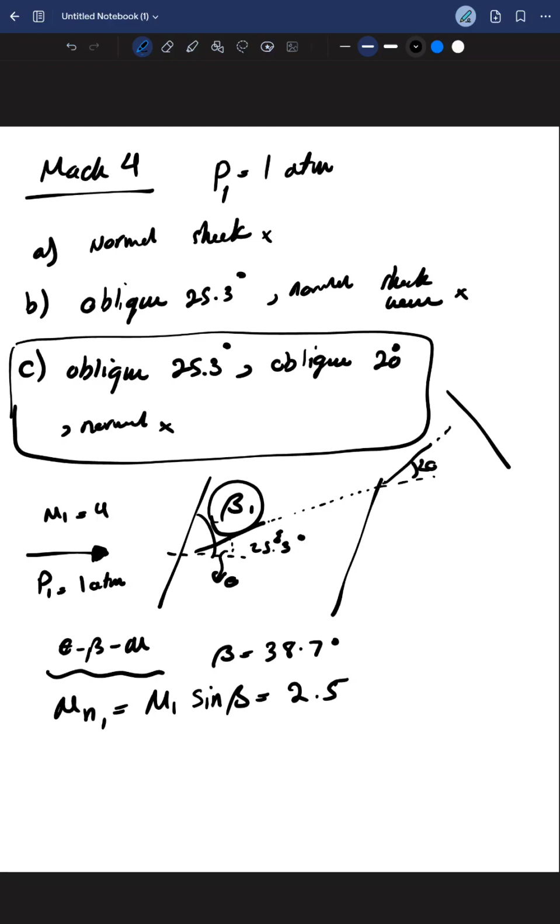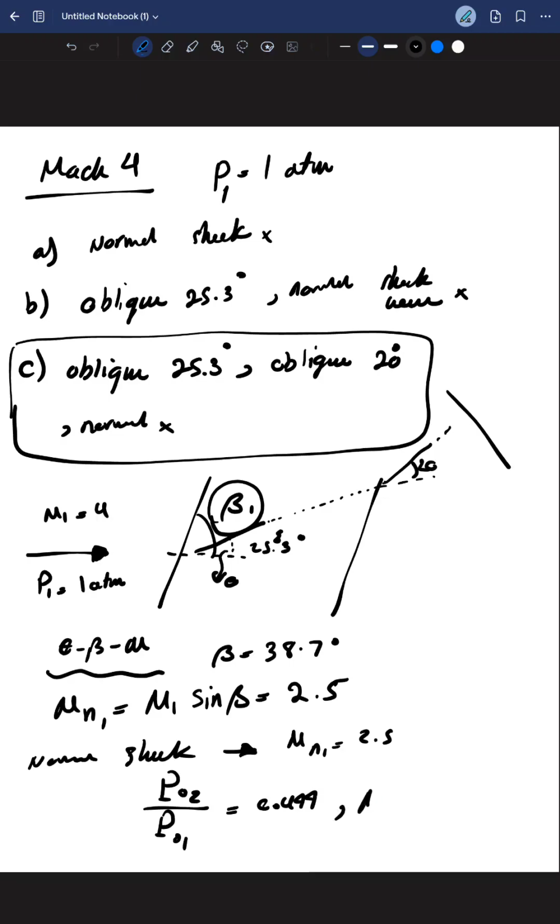Okay. And then you can go to the normal shock tables for a Mach number of 2.5. We can find the total pressure ratio downstream and upstream of the shock to be 0.499. We have lost some total pressure. And the normal component Mach number after the shock is going to be 0.513. So this is region 1, region 2, region 3, region 4.